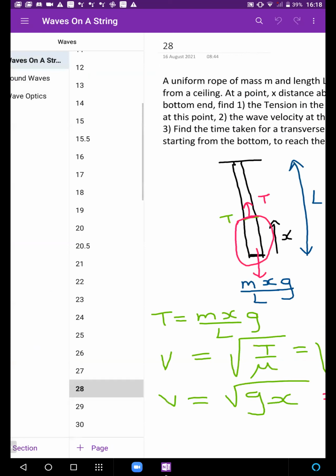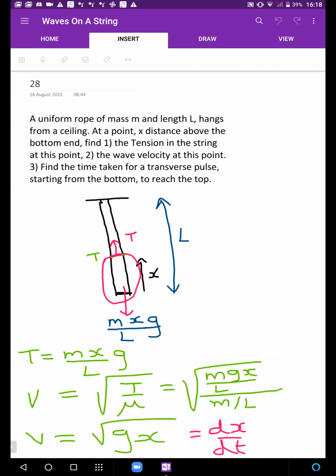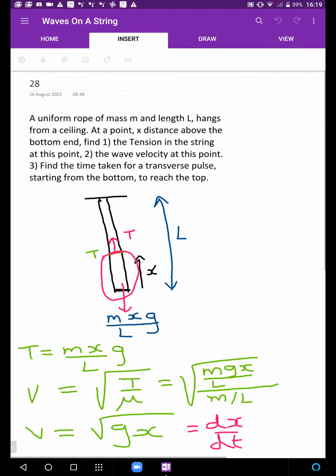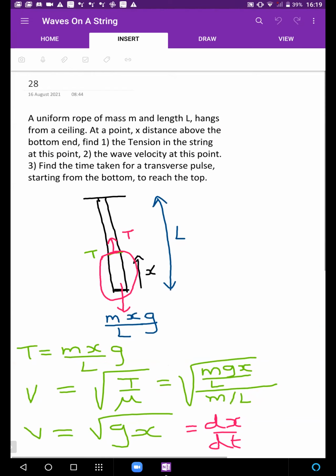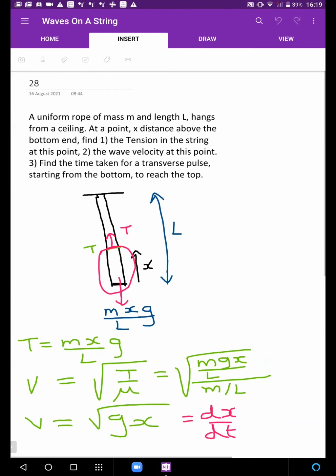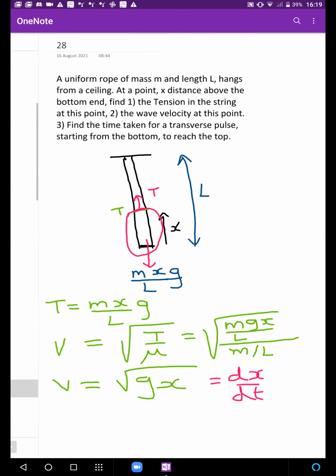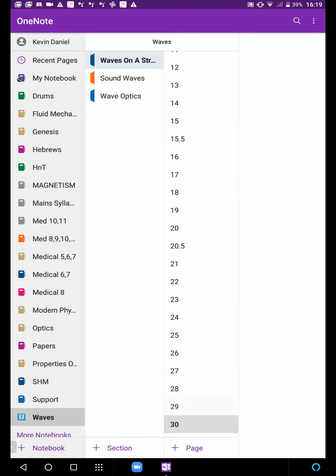Remember this question, in this you have to find the tension. Figure out tension: as you go from the bottom to the top, it increases with x. Tension is actually mgx by l. Standard question, be comfortable with this. Mu is m by l. From here, velocity as a function of x from the bottom of a heavy rope is root gx. And if they want, they can ask you to find time. Given velocity is a function of x, they can ask you to integrate and find the time taken for the pulse to reach up, which is done in the second and third part.